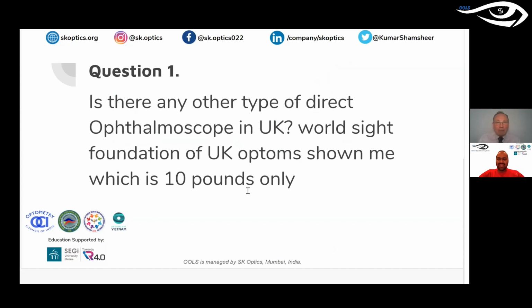I don't know about that ophthalmoscope. The one I'm talking about, the Heine, the German one, and there are other brands, but I find that that's a great one.